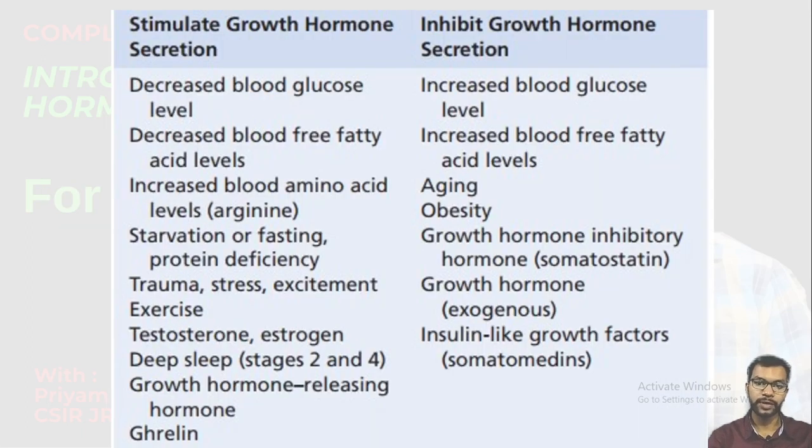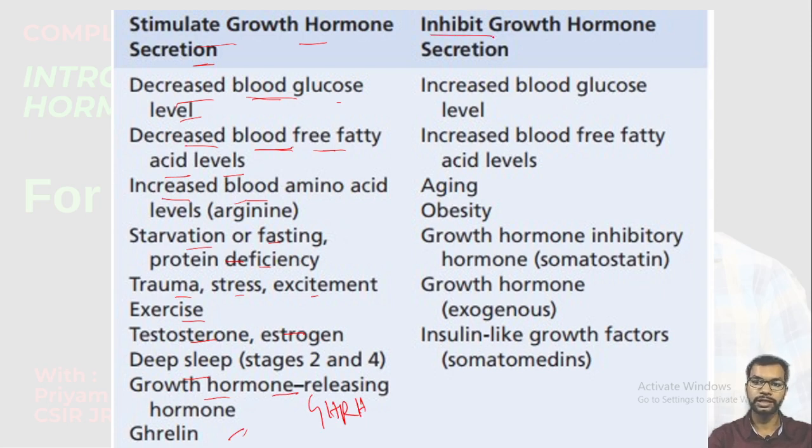So what are the factors that stimulate growth hormone secretion? Decreased blood glucose level, decreased blood fatty acid level. So when blood glucose and blood free fatty acid decrease, it will stimulate growth hormone secretion. Then increased blood amino acids, starvation, fasting, protein deficiency, trauma, stress, excitement, exercise, testosterone, estrogen, deep sleep, growth hormone releasing hormone. We have seen this GHRH. Then ghrelin. Ghrelin is a hormone secreted by the stomach before we take our food.